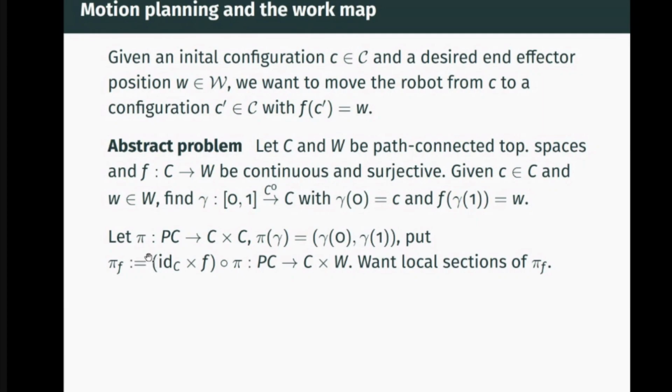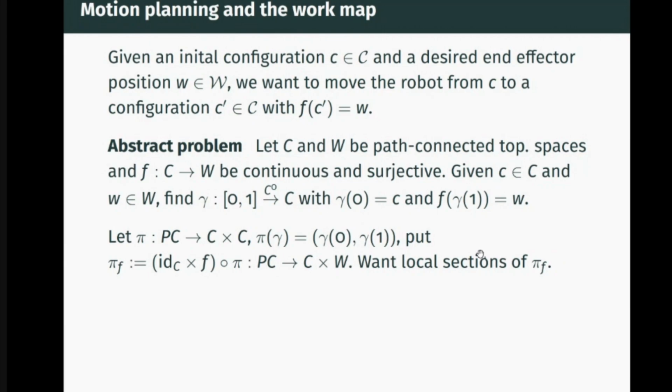So again, we have pi, as in the first part, which denotes the path evaluation map. We go from PC to C times C, which evaluates a path in C at its endpoints. Then we compose this map with the identity on C times the kinematic map. So this really takes some path and evaluates, in the first component, the starting point, and in the second component, the end effector position of the endpoint. And what we want in order to solve this abstract problem is really local continuous sections of this map. So this is really what we want to study here.